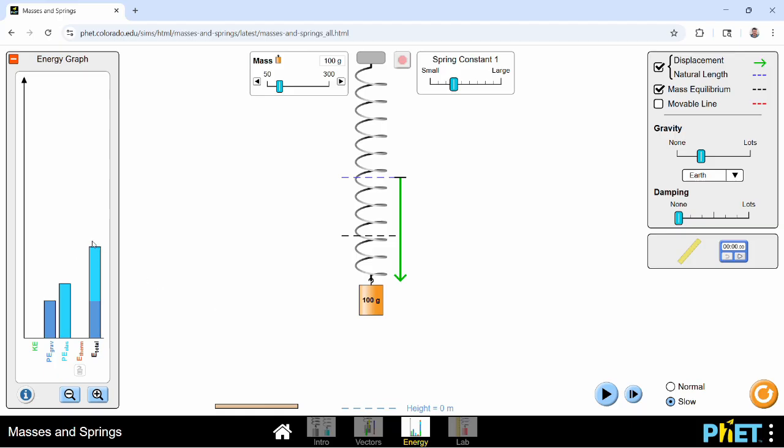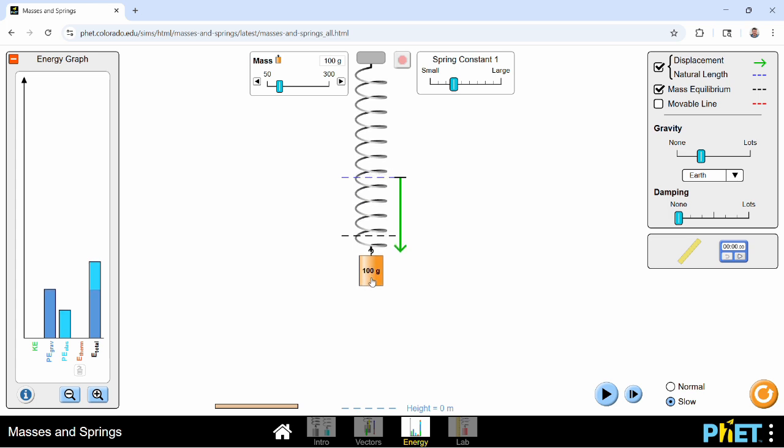Total potential energy increases. As I move this up, gravitational potential energy is increasing, but spring potential energy is decreasing enough that the overall potential energy is actually decreasing, up until this point here, the mass equilibrium line. As I continue to raise it up, now the elastic potential energy is decreasing, but it's not decreasing enough to counter the increase of the gravitational potential energy. So as I continue to raise it up, the total potential energy, gravitational plus spring potential energy, actually increases.